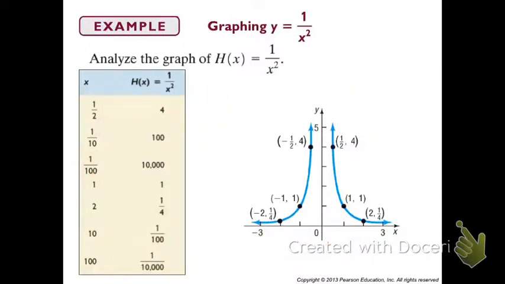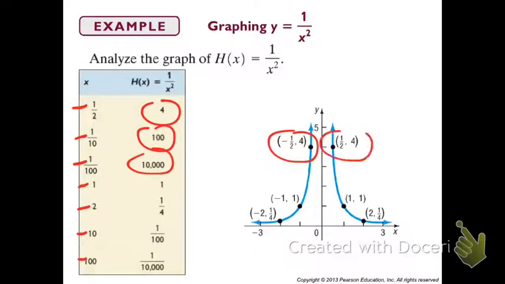And by the way, on the left side, if we replaced each one of these inputs with the opposite of what they were before, we're still going to get the same outputs. Okay, so that's why you see the corresponding points on both sides of the y-axis, and that's why the graph of 1 over x squared looks the way it does, because of the behavior of the function for the different inputs.